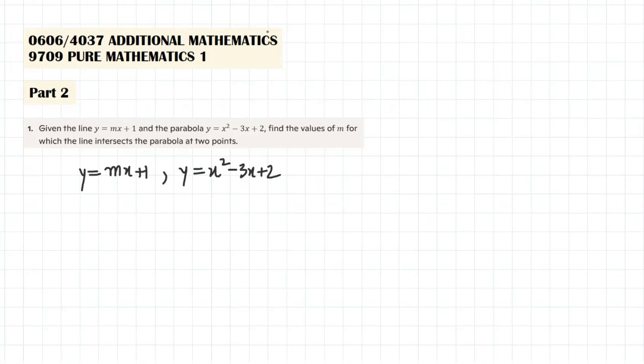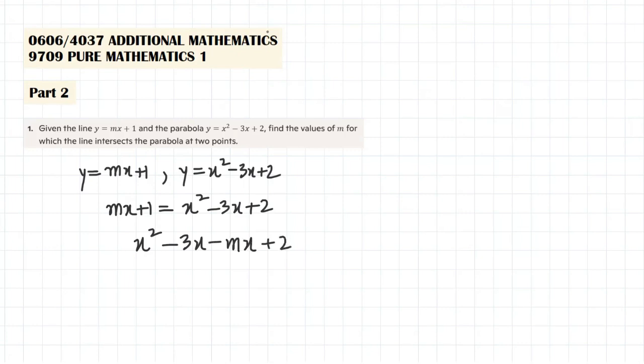So first of all, I need to equate them. If you have seen the video on solving linear and quadratic systems, you know what I'm talking about. But if you haven't, you can take your time and watch that video. Okay, so x squared minus 3x minus mx plus 2 minus 1. So what did I just do? I subtracted mx on both sides and I subtracted 1 on both sides.